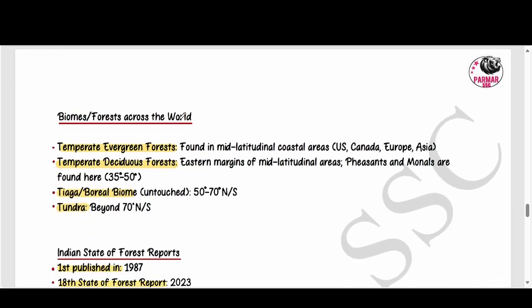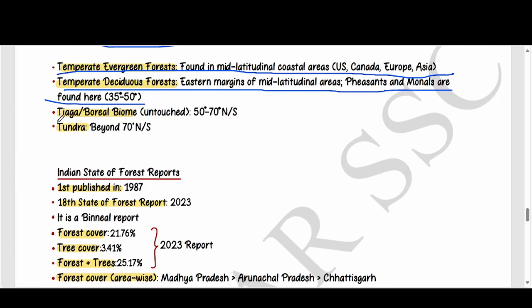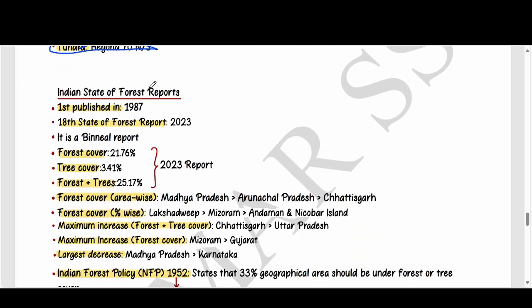Biomass forests across the world: temperate evergreen forest found in mid-latitude coastal areas, USA, Canada, Europe, Asia. Temperate deciduous forest, on the margin of the mid-latitude area, is found from 35 degrees to 50 degrees. Taiga and boreal forest, 50 to 70 degrees north-south latitude. Tundra beyond 70 degrees north-south latitude.